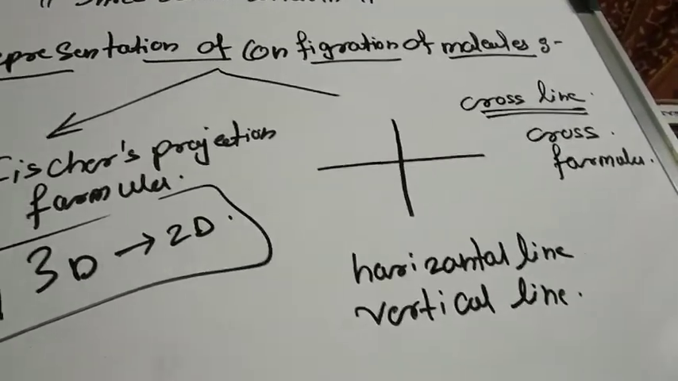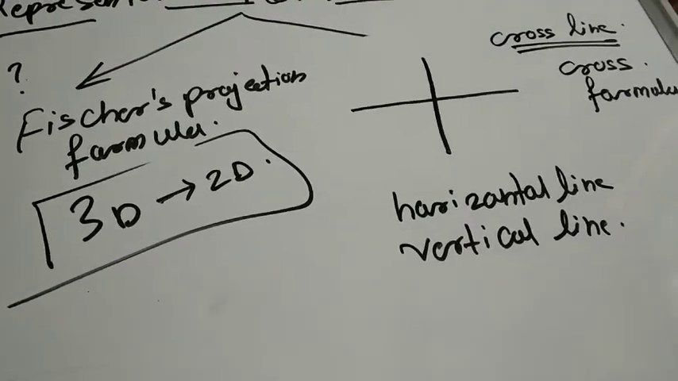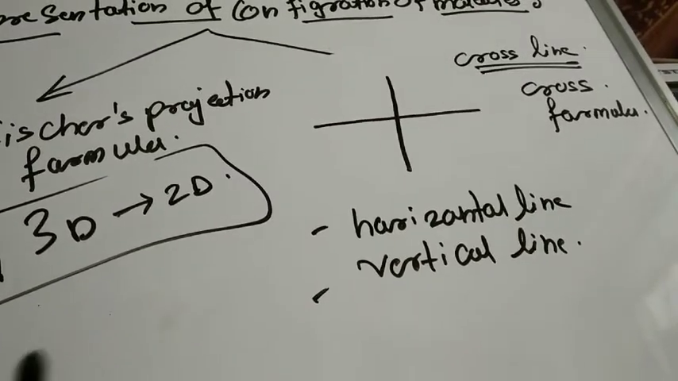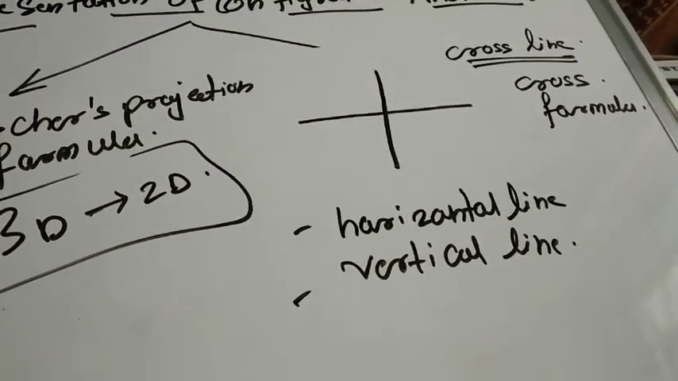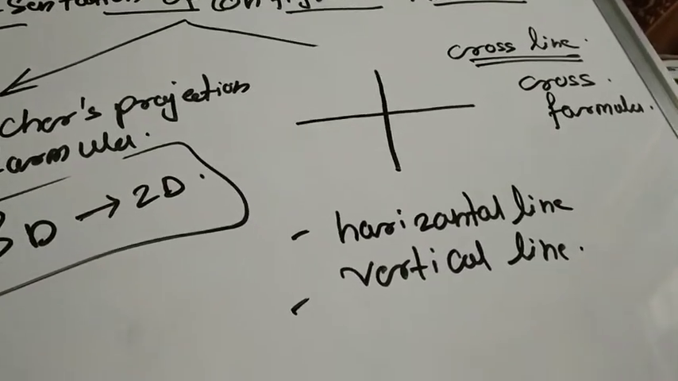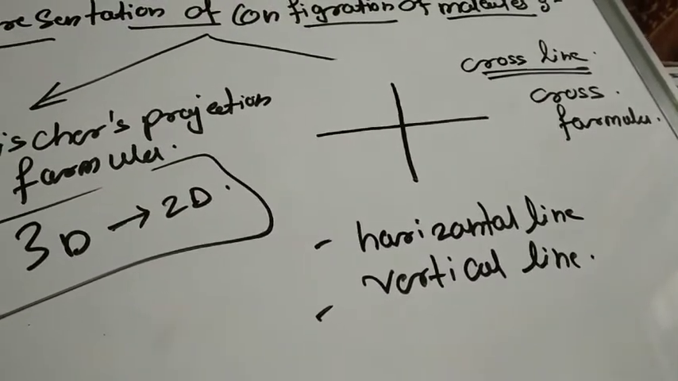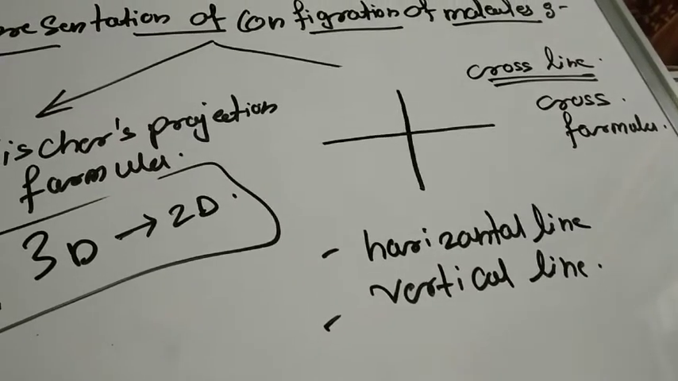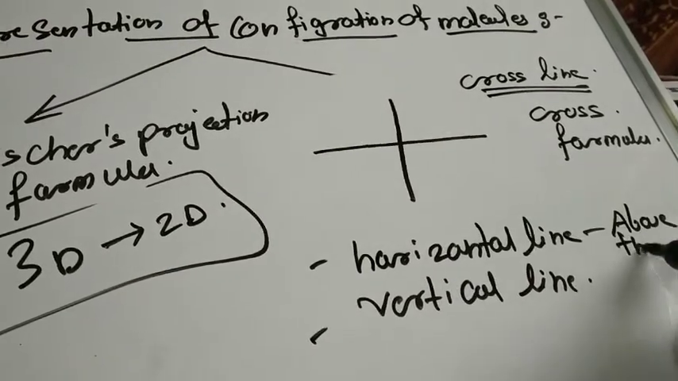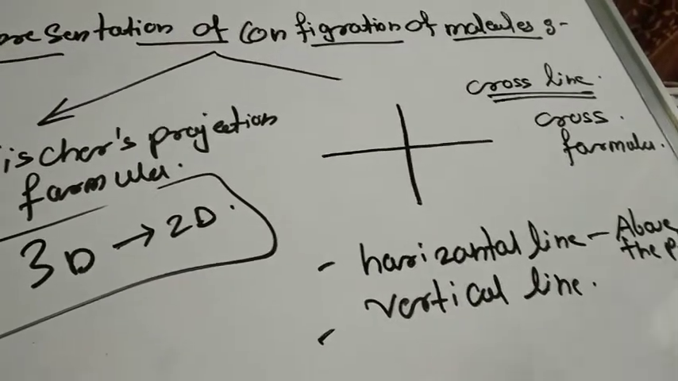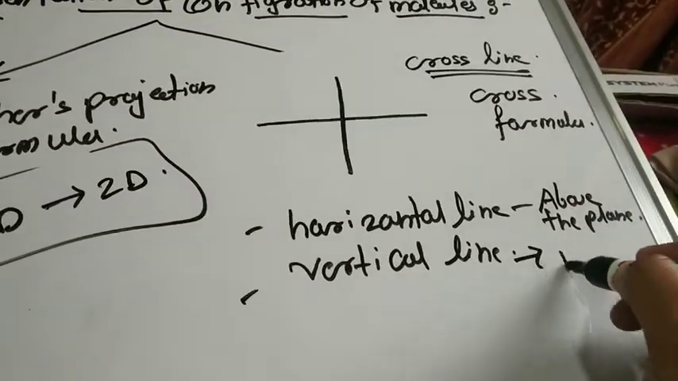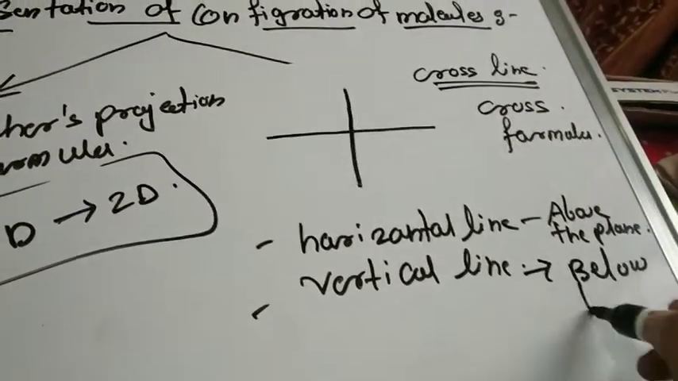See, my dear students, in the Fischer's projection formula, this horizontal line and vertical line, both of them have some kind of significance. Now what is the significance of this horizontal line and the vertical line? See, the horizontal line represents that the molecule is above the plane, right? And what is the vertical line? The vertical line represents that the molecule is below the plane, right?